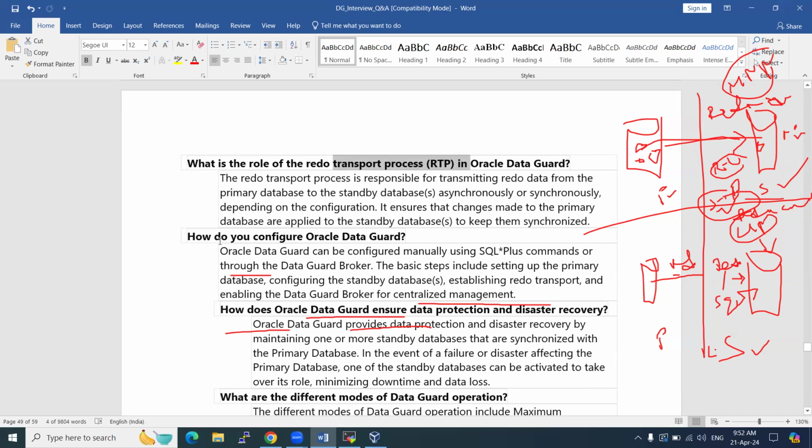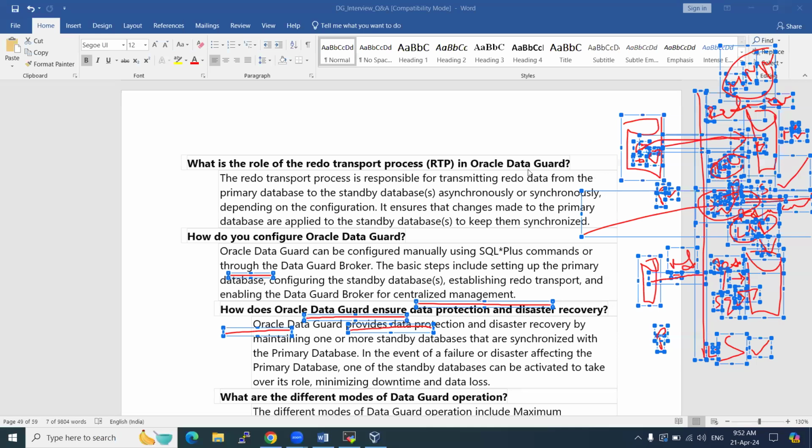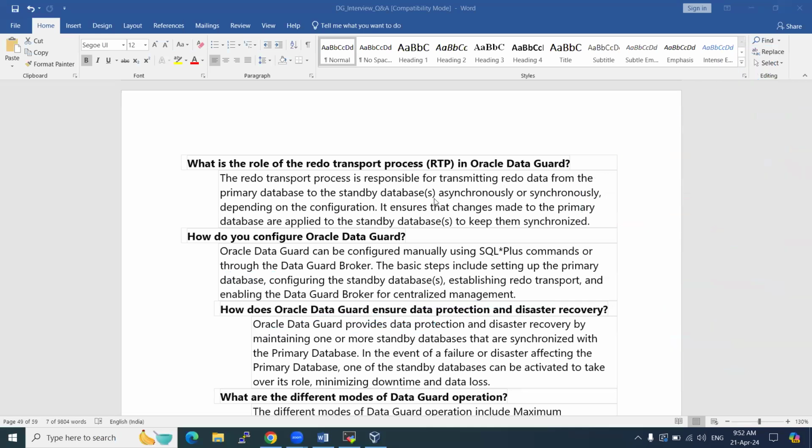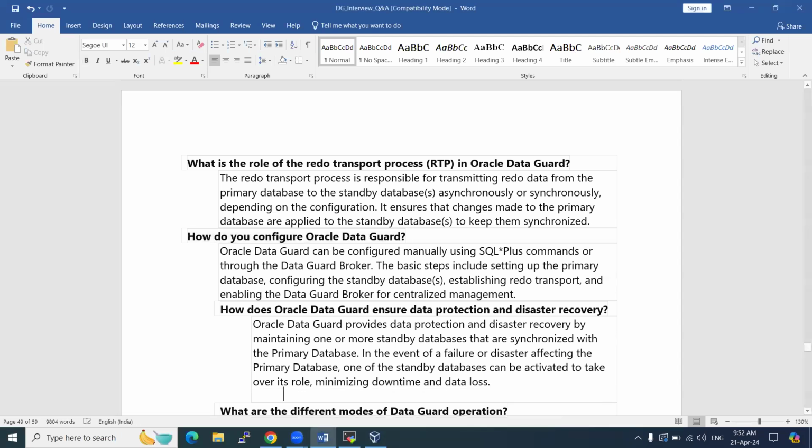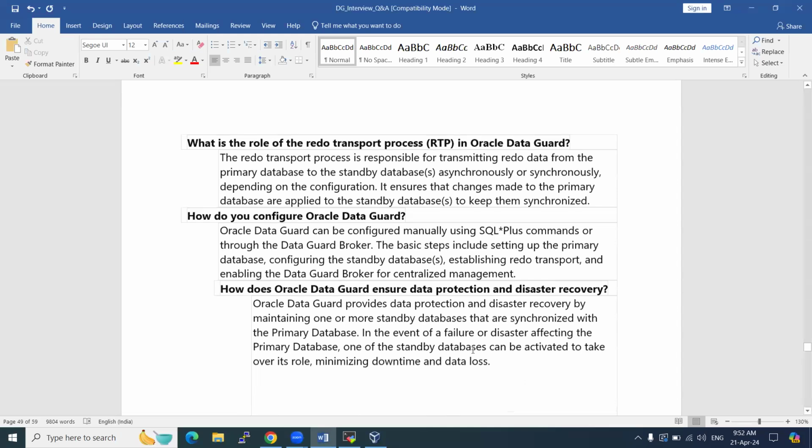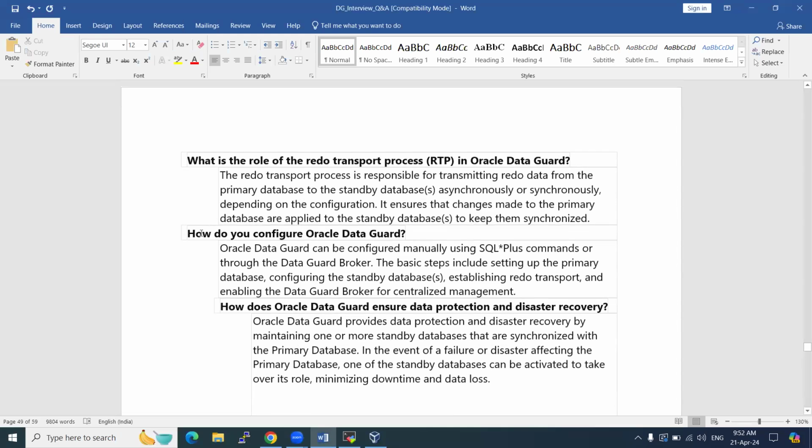Okay. In this way, and then next question: how do you configure Oracle Data Guard? Let me clear this thing, then I can close it. Okay. We can make a video up to this part. That is fine. Next question is: how do you configure Oracle Data Guard?